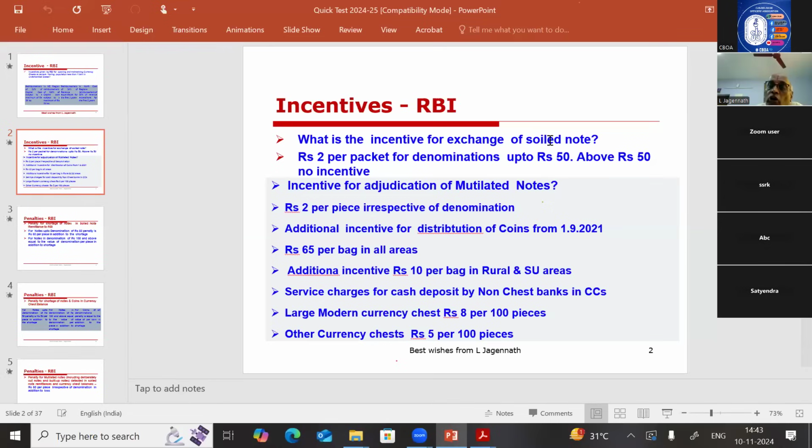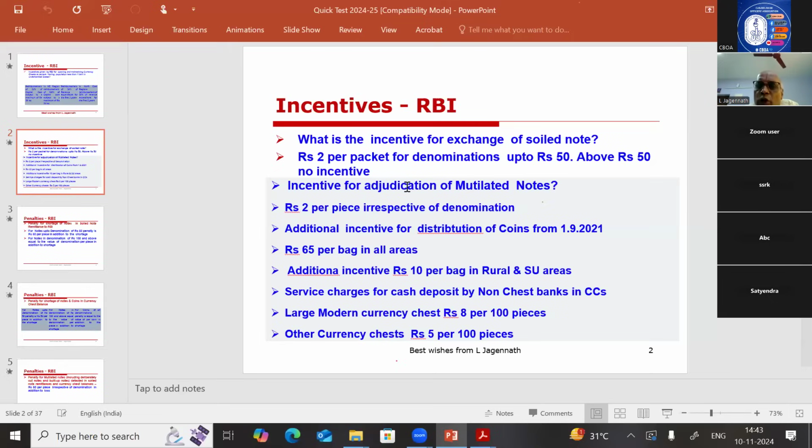Next point: an incentive for adjudication. We say soiled note exchange, but for a mutilated note we won't use the word exchange. We use the word adjudication. Incentive for adjudication of the mutilated note. So what is a mutilated note? There are three definitions, three points will come here. Please note it down. A note cut into two pieces and one piece is missing. That is a mutilated note.